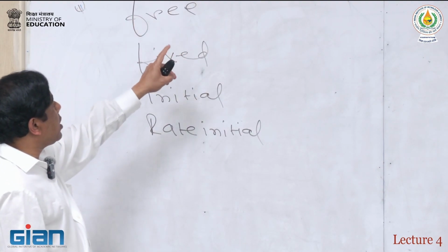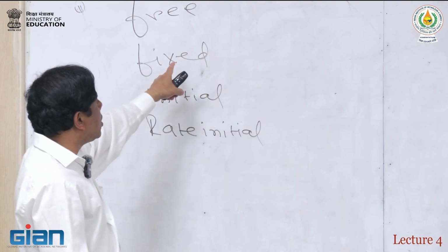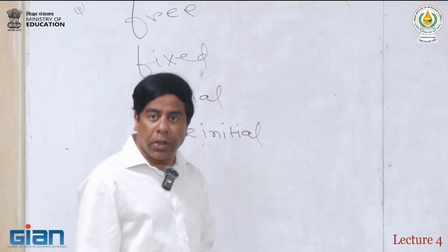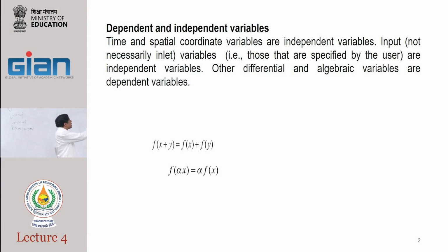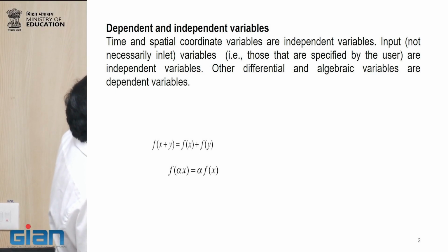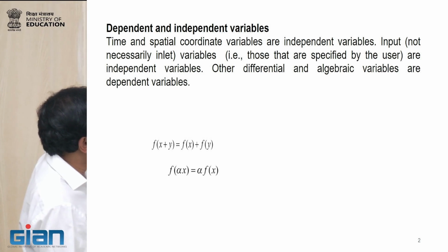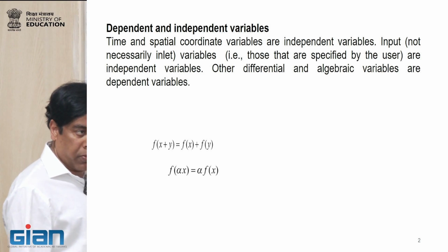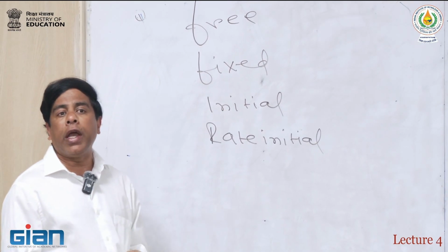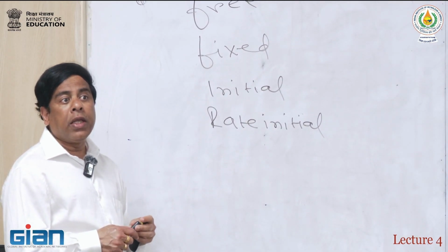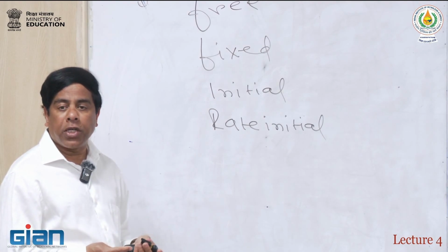So we understand that these independent variables are basically the fixed variables. That is what we are talking about. And then there are differential and algebraic variables, which are dependent variables. Now you notice that the thing to get a little bit confused here is the free, initial, rate initial. If you have a time derivative for any of these variables, there could be 2 different types.